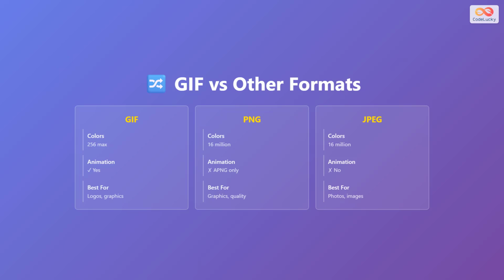Let's compare GIF to other popular formats. GIF supports a maximum of 256 colors and can do animations. It is best for logos and graphics. PNG supports 16 million colors, but only animation through APNG. PNG is best for graphics and high-quality images. JPEG also supports 16 million colors, but does not support animation. JPEG is best for photographs and photographic images. Each format has its own purpose and advantages.